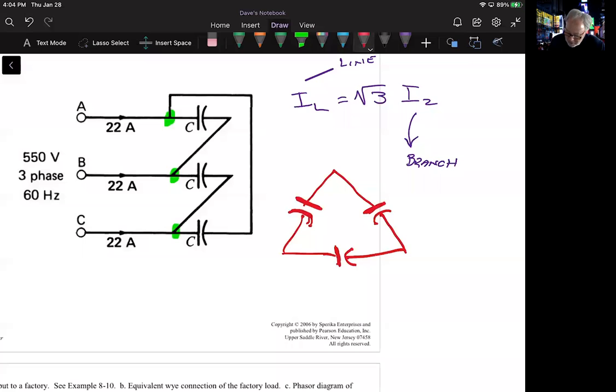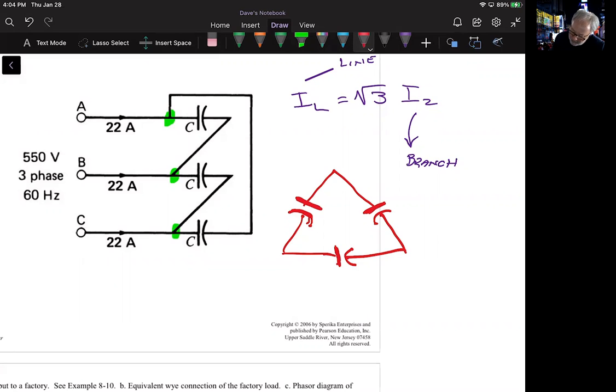Okay, the last problem we will work in section 813 is example 8-9. Now we'll look at a delta connection, and we want to focus more on the current relationship where the line current is described as the square root of 3 times the branch current. As we look at this problem, we're just going to follow the same procedure that we did with the other problems that were in Y configuration.